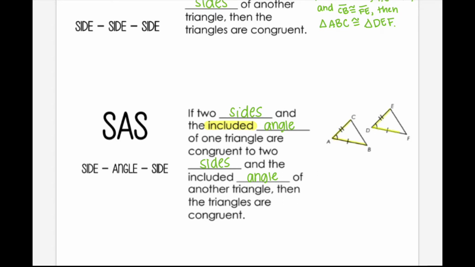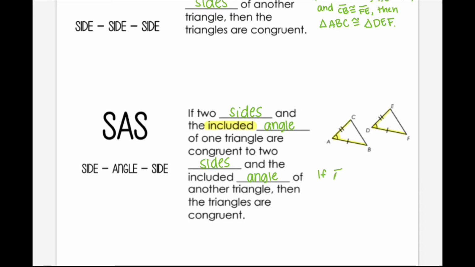So we have side AC is congruent to side DE, side AB is congruent to side DF, and the angle between those 2 sides. Our key word here is the included angle. That means the angle is between those 2 sides that are congruent.